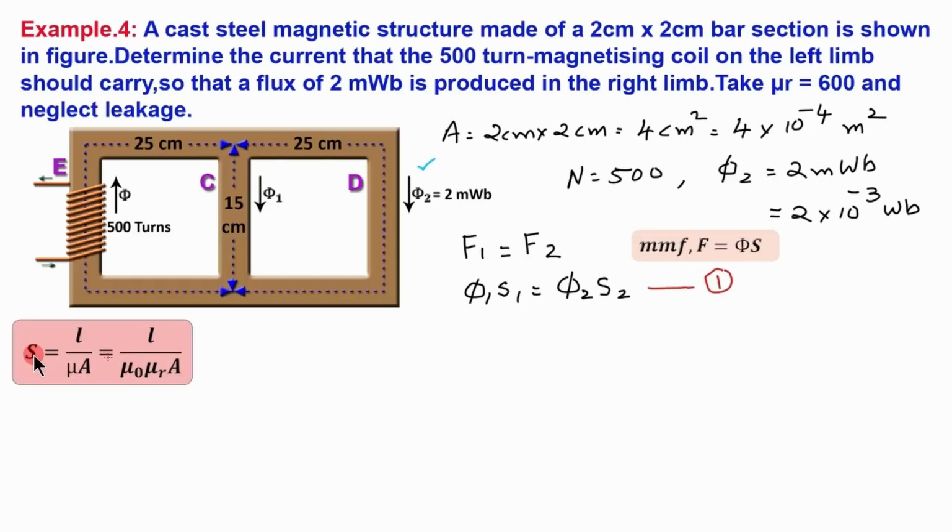Reluctance S is equal to L by mu into A, that is equal to L by mu 0 mu r into A, where L is length of the path and A is the area of cross section. Therefore, S1 is equal to length 15 divided by mu into A, and S2 is equal to length of this path 25 divided by mu into A. From equation number 1, phi1 S1 is equal to phi2 S2.